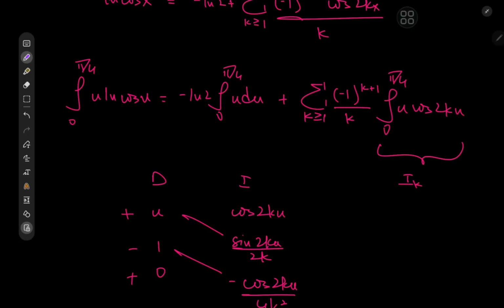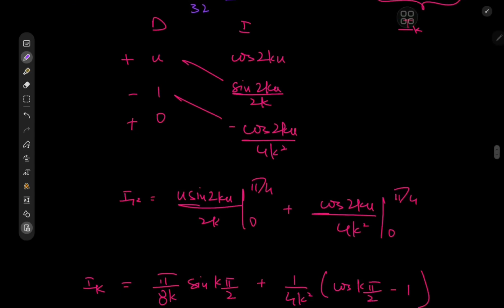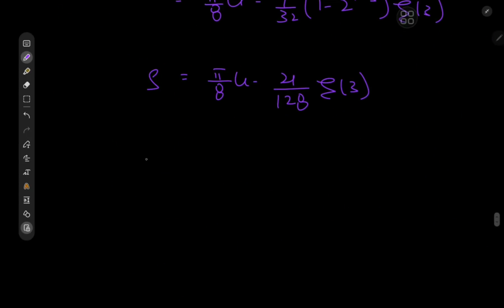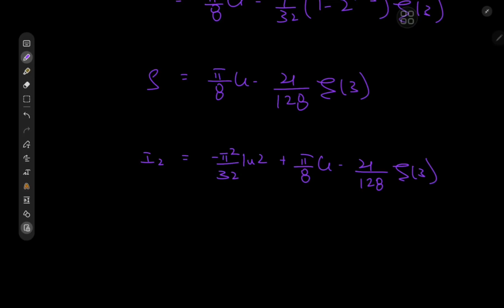So to the result of that sum S, we have to add the result of this integral, which is, of course, equal to pi squared by 32, right? U squared by 2, yeah, perfectly fine. Negative sign, then we have log 2 over here. So that means all I have to do is just add this term here. So we have the integral I sub 2 equal to negative pi squared by 32 times log 2 plus pi by 8 g minus 21 by 128 zeta 3.